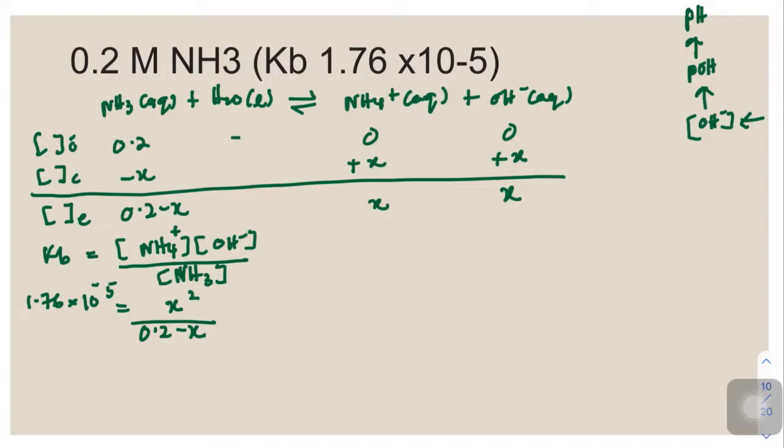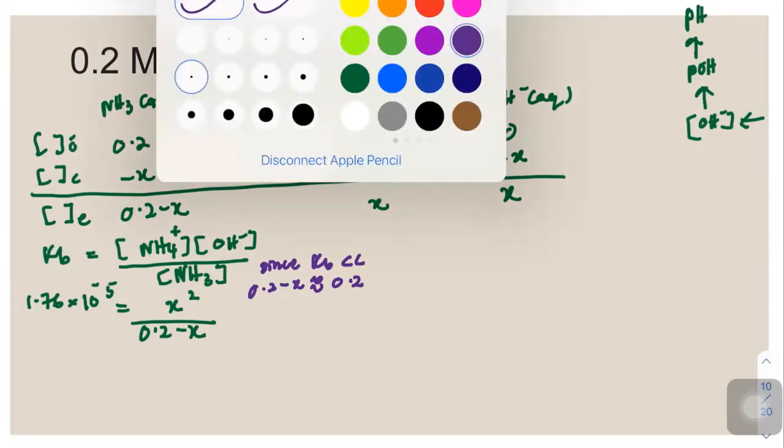X. So to solve the X value, we can make an assumption, we can simplify the calculation because the Kb is too small, 10 to the power of negative 5. So we assume that 0.2 minus X is almost equal to 0.2. So write our assumption. Since Kb is too small, 0.2 minus X is almost equal to 0.2. So we can proceed with the calculation.